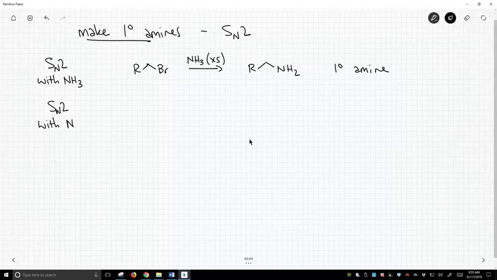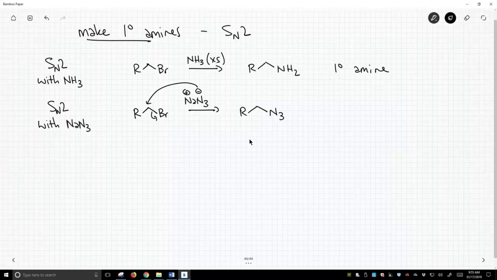We can also do this with sodium azide. I love sodium azide. There are a lot of variations of this chemistry. They don't always use azide. There are things called the Gabriel amine synthesis, but I'll just show azide. Then we get this azide.